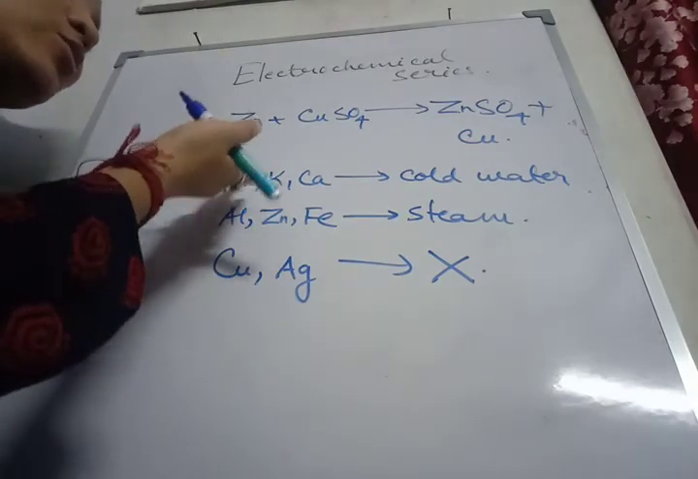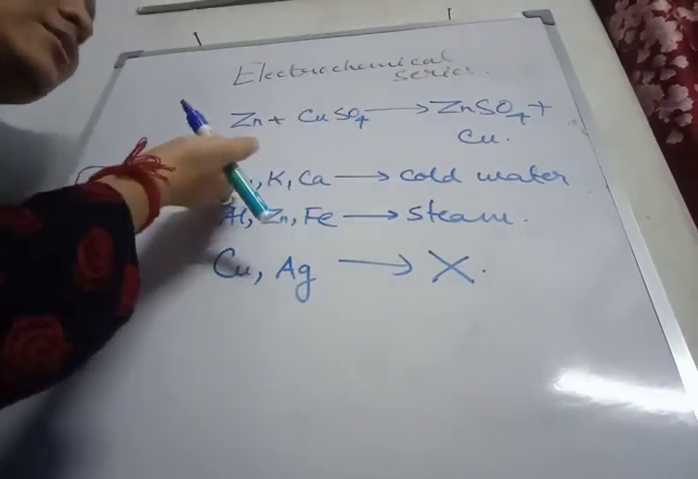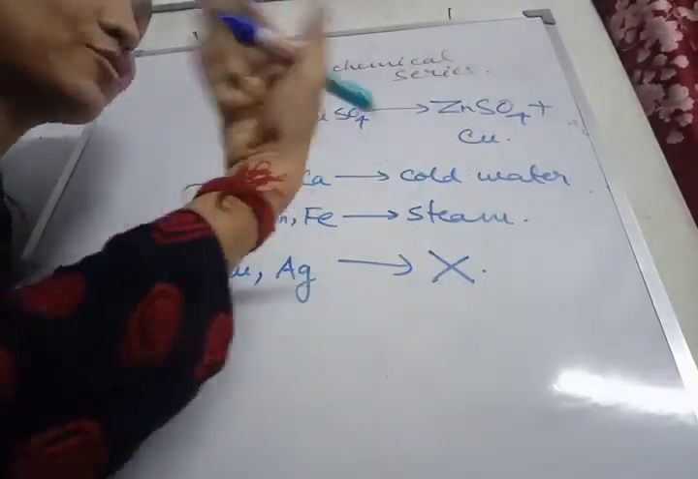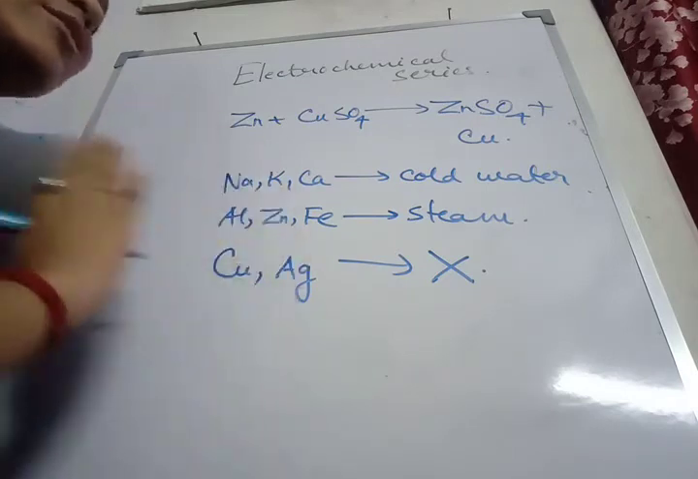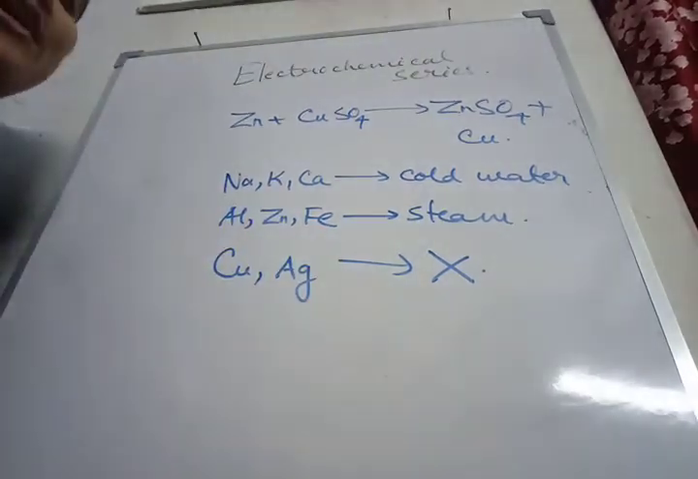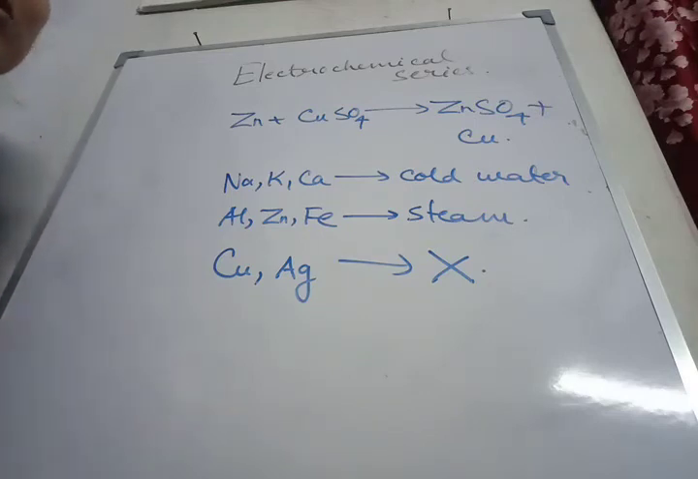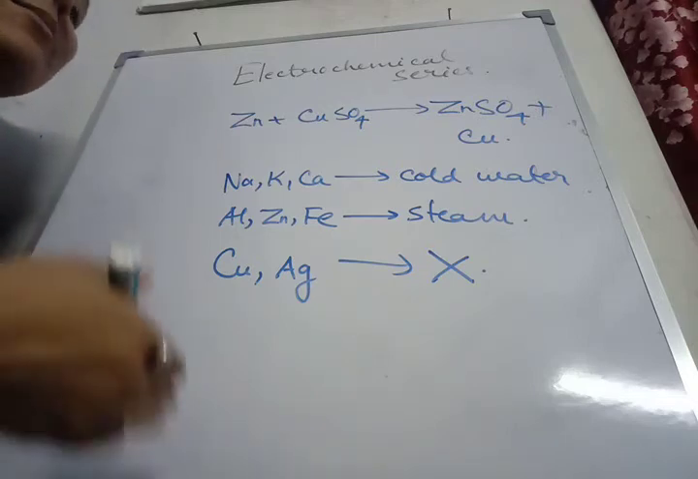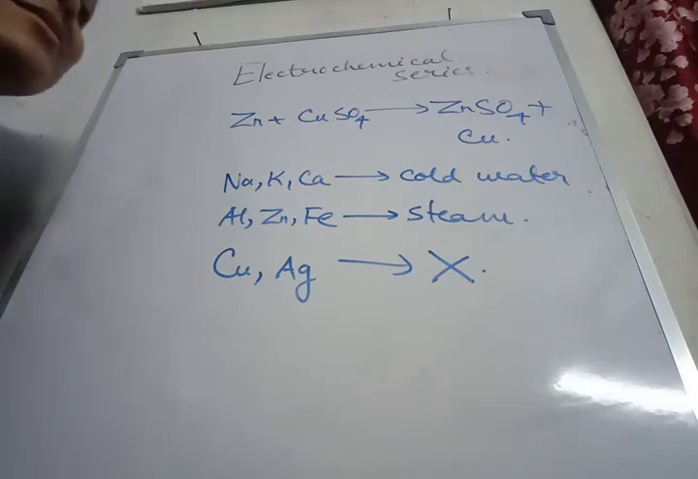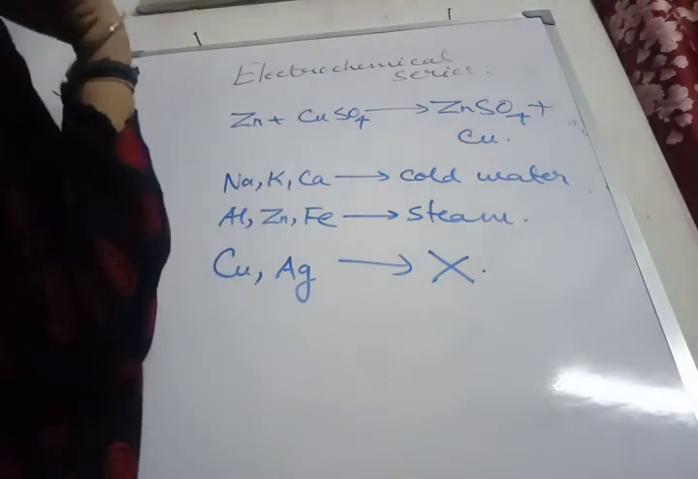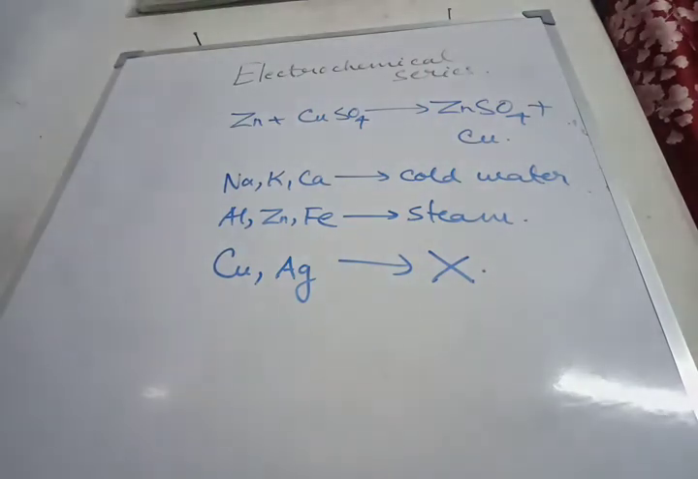When sodium, potassium, calcium react with cold water, they displace hydrogen from the cold water. When aluminium, zinc react with steam, they displace hydrogen from steam. But copper, silver cannot displace hydrogen because they are present above hydrogen in the electrochemical series. So they will not give any reaction. Similarly, the metals present below hydrogen in the electrochemical series can displace hydrogen from dilute acids, while the metals present above hydrogen cannot displace hydrogen from their acids. So these are basically the reactivity of the elements and the applications of the electrochemical series.